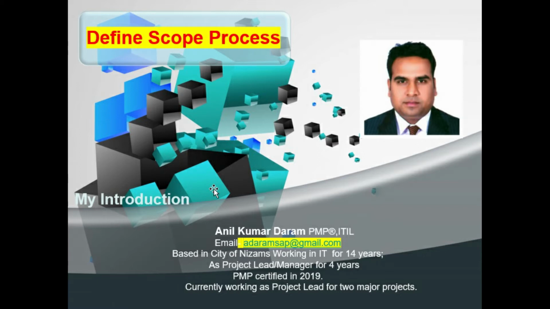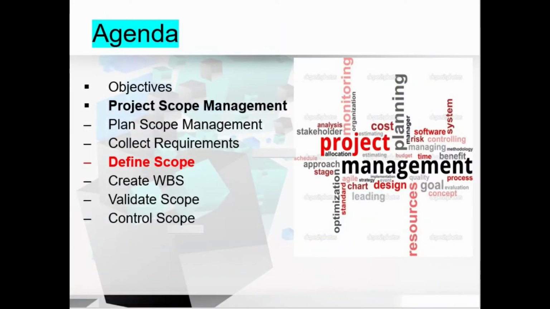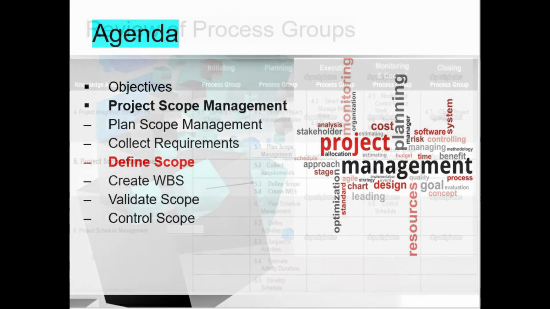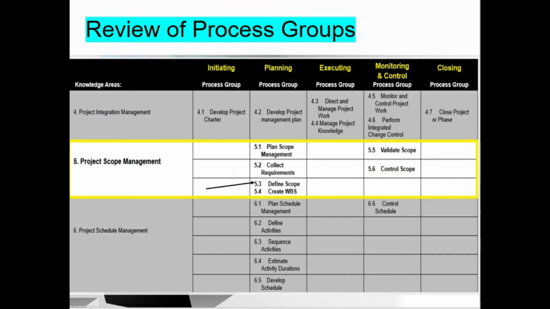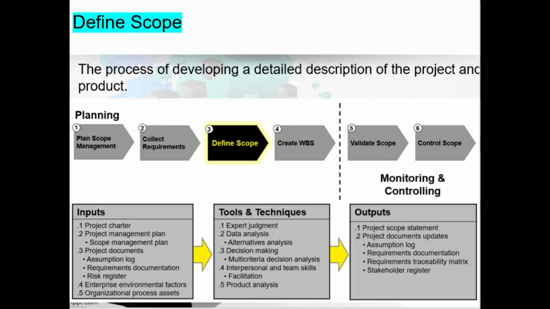Continuing with the previous video, where I explained the second process in scope management, collecting the requirements, in this video I'm going to explain the define scope process, which falls under the planning process group, and its inputs, tools and techniques, and outputs. Okay, let's start. The key benefit of this process is that it describes the product, service, or result boundaries and acceptance criteria.